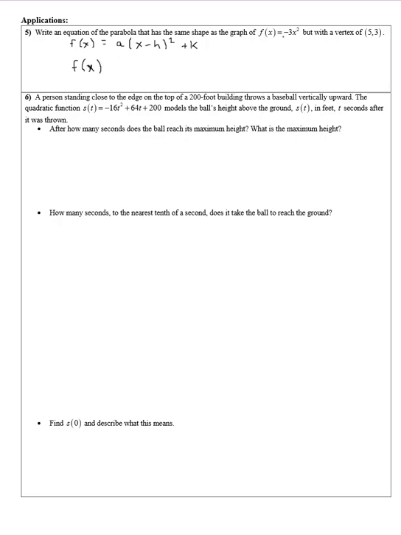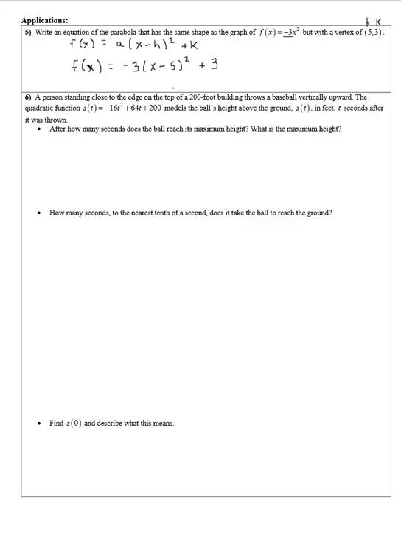Well, the a on negative 3x squared is the negative 3. So we have negative 3 times x minus the x coordinate of the vertex, because remember those coordinates are h and k. So minus 5, whole thing squared, plus the y coordinate of the vertex, which is 3. And there is our equation.